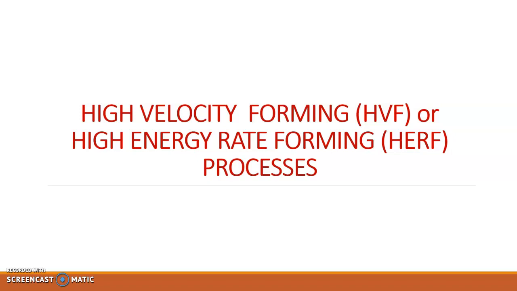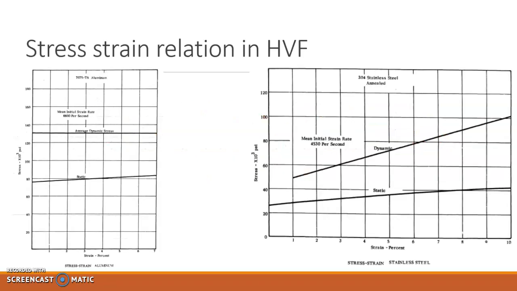The stress and strain relationship in high velocity forming. The stress strain curves for aluminium, that is 7075 T6 aluminium, and 304 stainless steel are shown here. The static condition represents conventional forming, and the dynamic condition represents HVF.